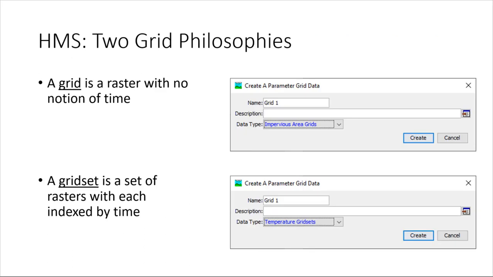In traditional HMS modeling, grid data are most frequently used to model precipitation boundary conditions, such as radar-based precipitation measurement. As HMS capabilities have grown, additional types of grid or raster data have been added to address modeling needs.